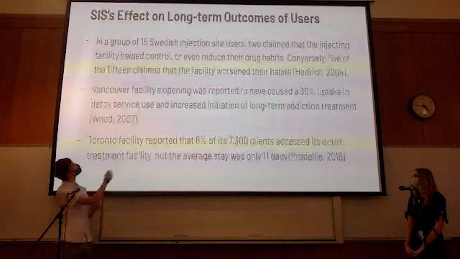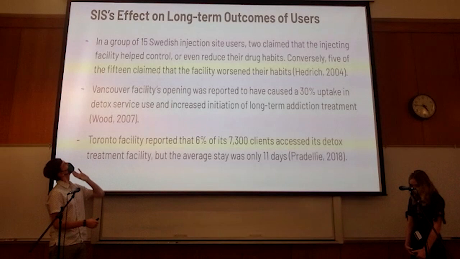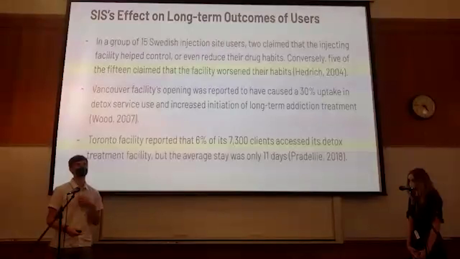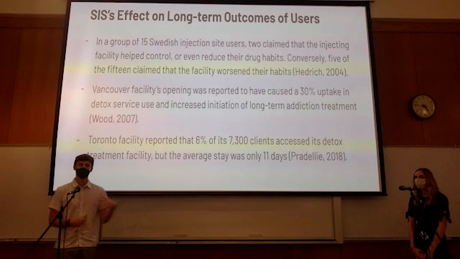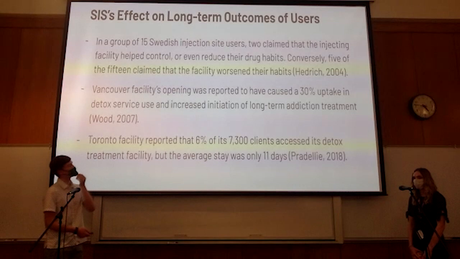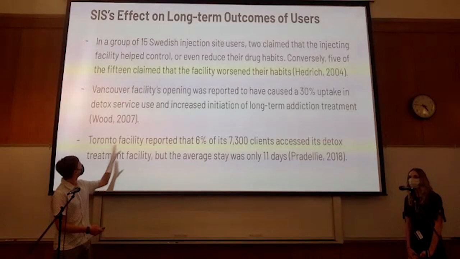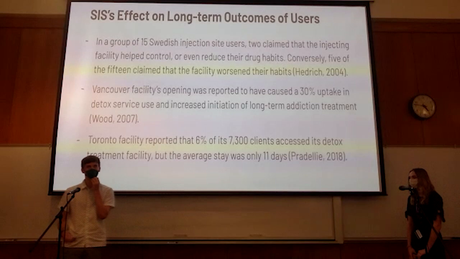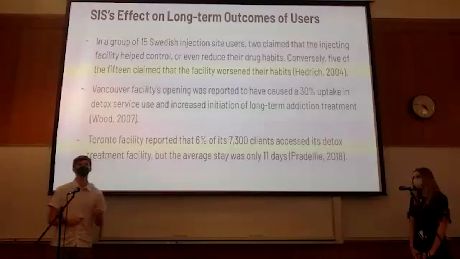So looking at long-term outcomes of drug users, we can see that in a Swedish injection site, two users out of 15 in a Swedish study claimed that they had lowered their drug use because of the facility, but in comparison, five said that it worsened their habits, which could lead back to the idea that they were using more and that they are in fact higher risk clients. But in a more positive light, we can see that Toronto's and Vancouver's facilities both caused an increase in uptake of detox facilities, providing a bridge for clients to go to detox facilities and better themselves and get over their overdose.